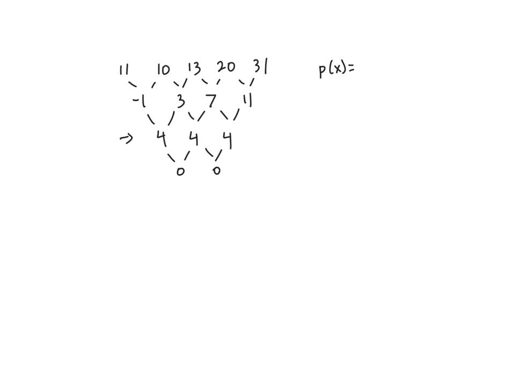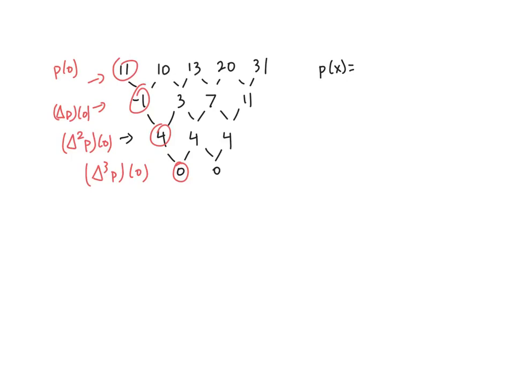How so? Because if you look down this diagonal here, what you're getting is the zeroth difference operator, or p of 0 in this case. What you're getting here is the first difference operator applied to 0. This is the second difference operator applied to 0. And this is the third difference operator applied to 0. And so by my formula, I have p of 0, which is 11, plus delta of p of 1, which is -1, times my binomial coefficient, x choose 1, plus my next coefficient, which is 4, times the binomial coefficient, x choose 2.